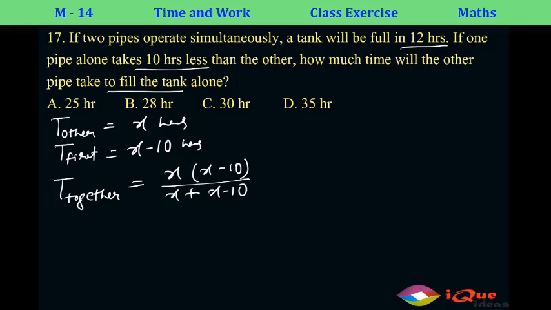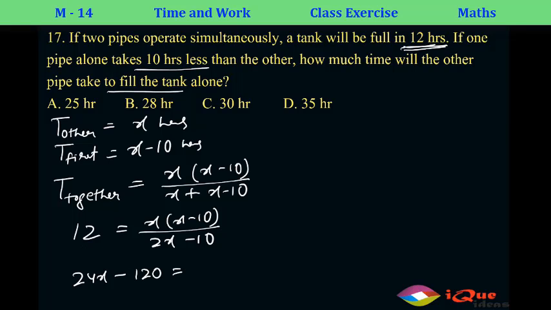And time together is given as 12 hours. So 12 is equal to X into X minus 10 divided by 2X minus 10. So if you cross multiply, you will get 12 into 2X, that is 24X, minus 12 into 10, that is 120, equal to X into X, which is X square, minus 10X.